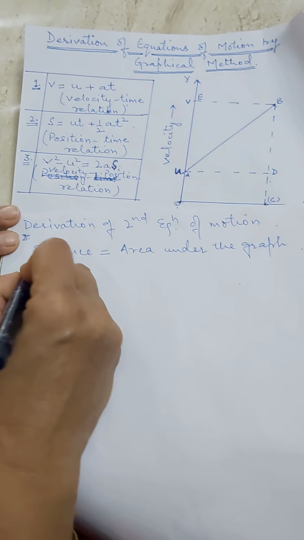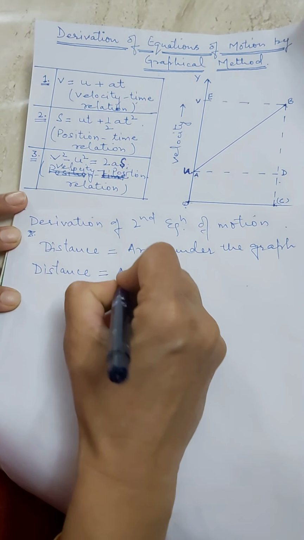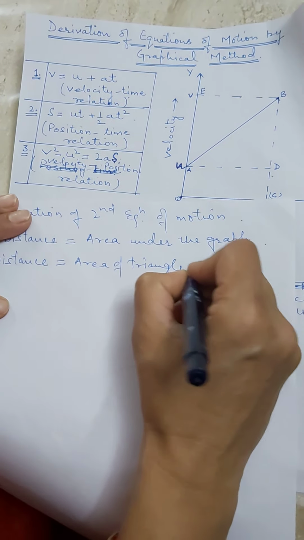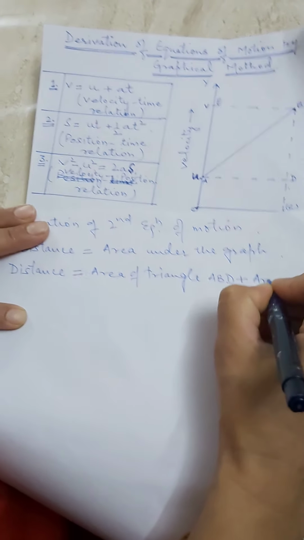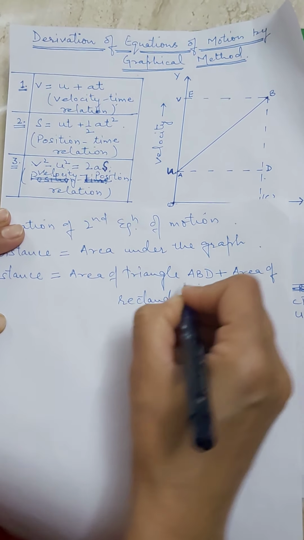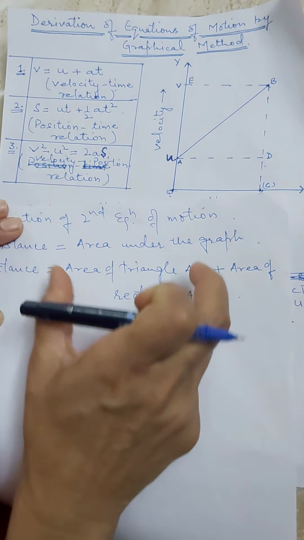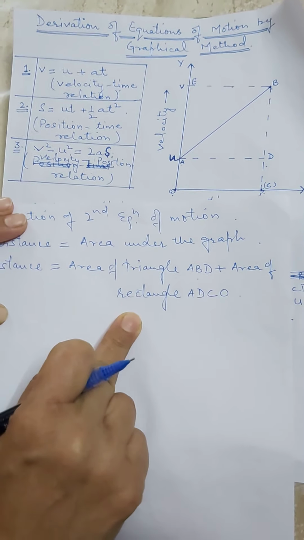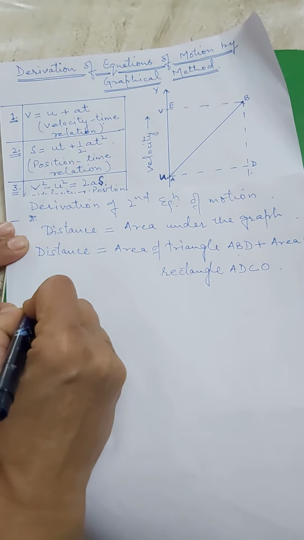The distance is equal to, can we write, area of triangle ABD plus area of rectangle ADCO. Find out the area of the triangle, the area of the rectangle, and then add both the areas. Okay, so we will get the distance. Distance is written by capital S here.